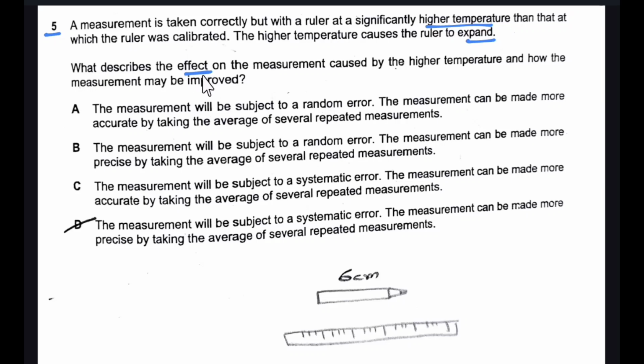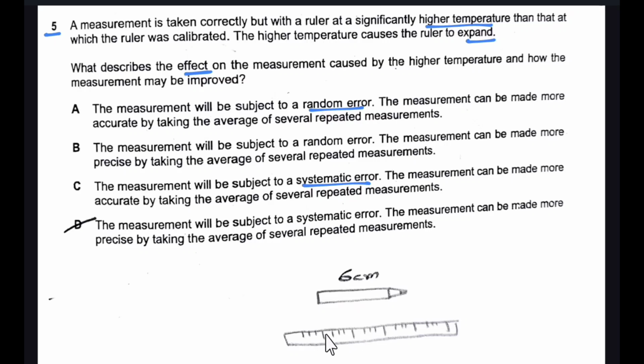The effect is basically that the measurement will be subjected to a random error? No, it would not be a random error. It is basically a systematic error that occurs all the time, whatever the reading we take. So it is not a random error. Random error is caused by the person, but the systematic error is due to the system.